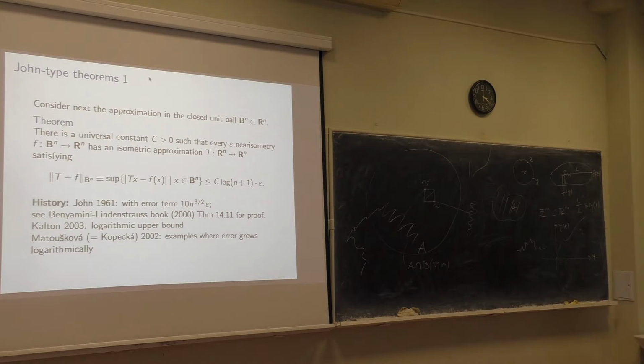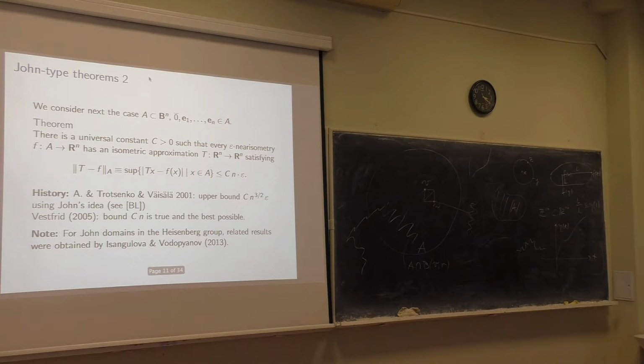And the first case is we take the unit ball, and then it turns out that if we have an epsilon near isometry in the unit ball, then we can have logarithmic dependence on the dimension, but then again linear in epsilon. Then if we go into a still more general case, where the set is only contained in the unit ball and contains orthogonal vectors, then we get a linear bound in n, and again linear in epsilon.